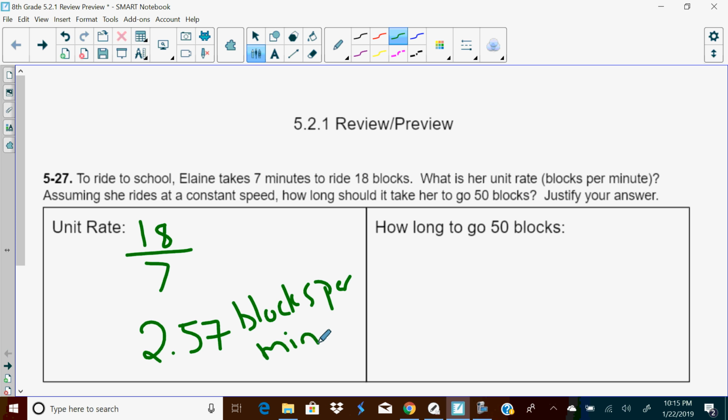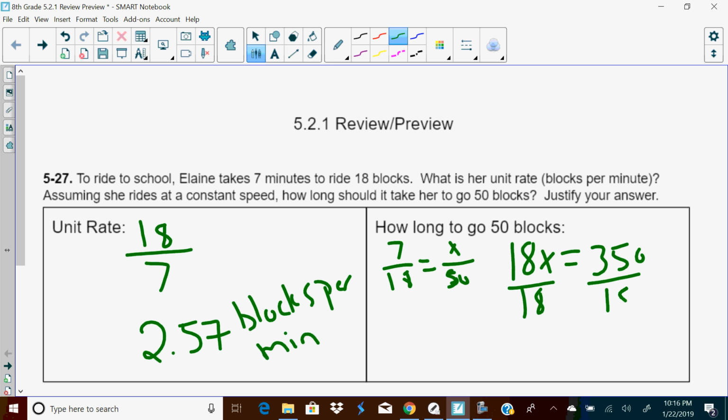For this, I wrote a proportion. I did 7 over 18. So 7 minutes to go 18 blocks is x over 50. So I got 18x equals 350. Divided both sides by 18. I got about 20 blocks. So x was 19.4 minutes.